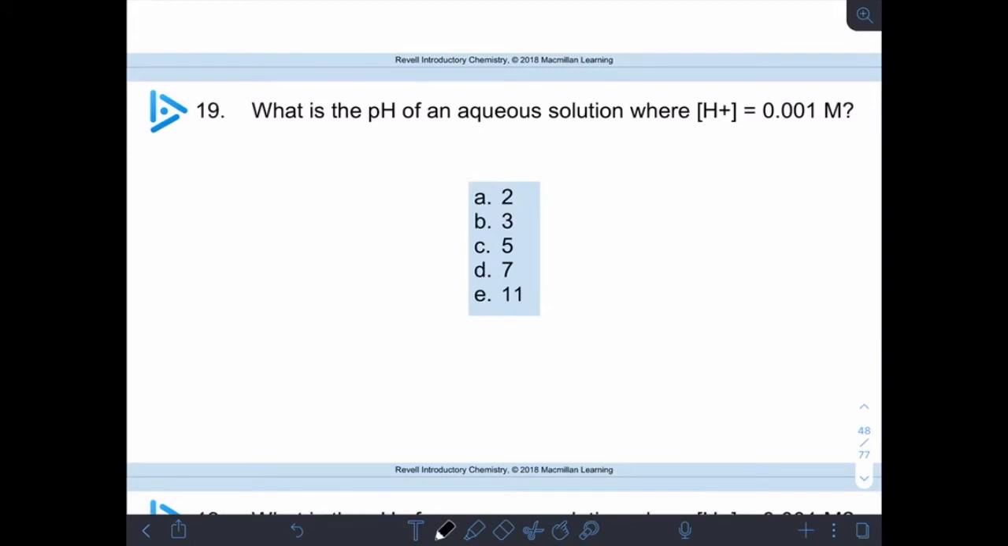What is the pH of an aqueous solution where the H plus is 0.001? pH is the negative log of the H plus. So if I know the H plus, then this is an easy problem.